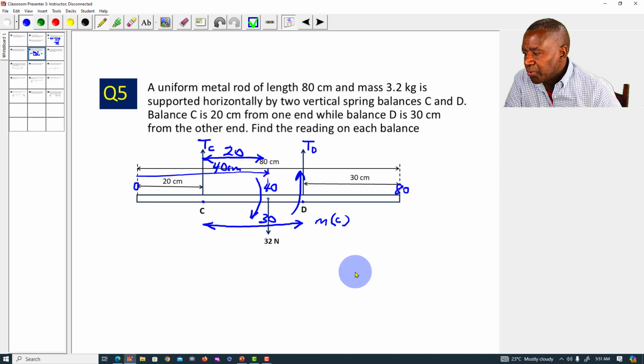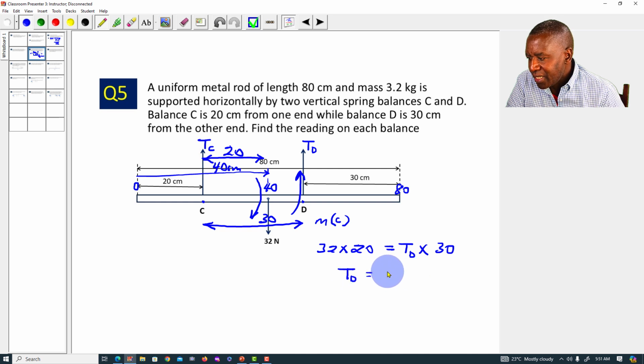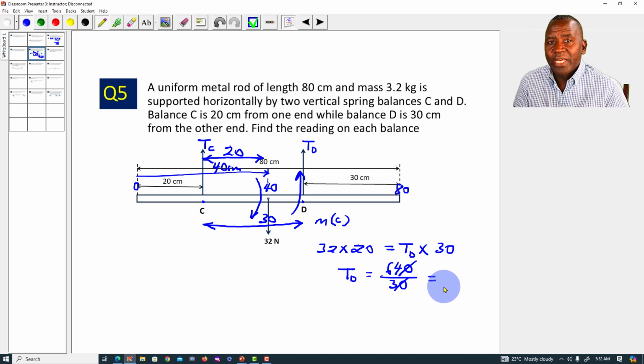All right. So clockwise moment will be 32 times this distance here, which is 20. Anti-clockwise will be TD times this distance here, which is 30. And through that, I can be able to get TD. So just get your calculator, work out this one here. This one will be 640 divided by 30. Like that, and you can be able to get that answer.